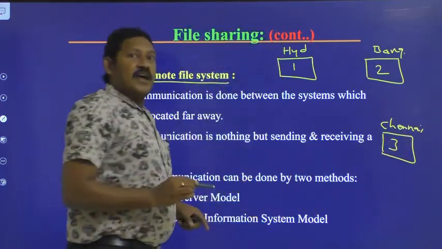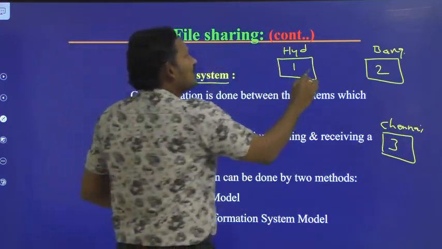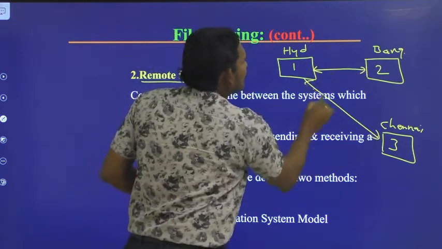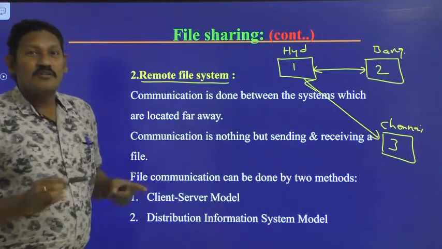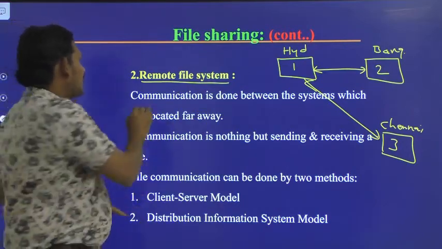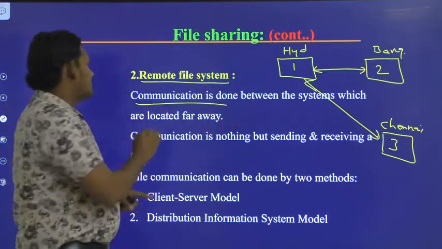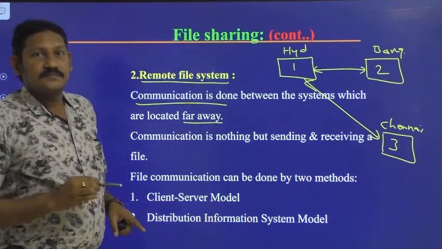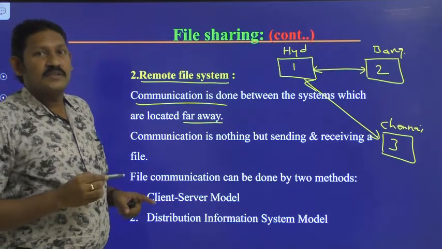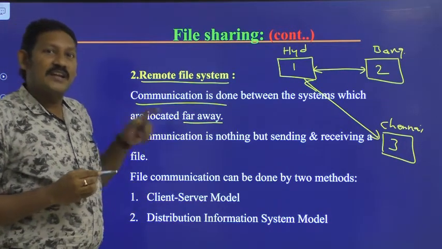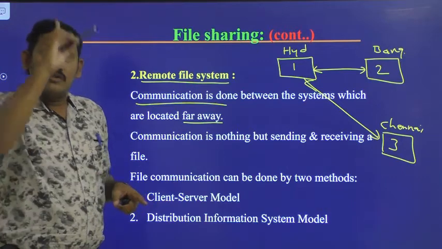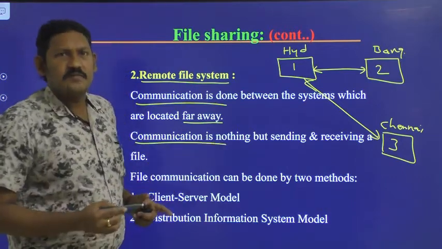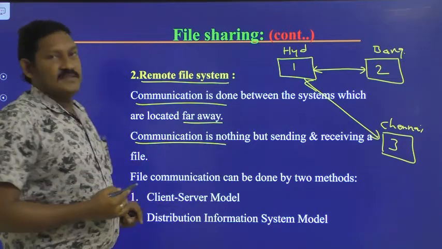If you are able to perform communication between these systems, then we say this is a remote file system. The communication is done between systems which are located far away, in other locations. Communication can take place between systems in India and in the UK or US. What is communication? Communication is nothing but sending and receiving files.